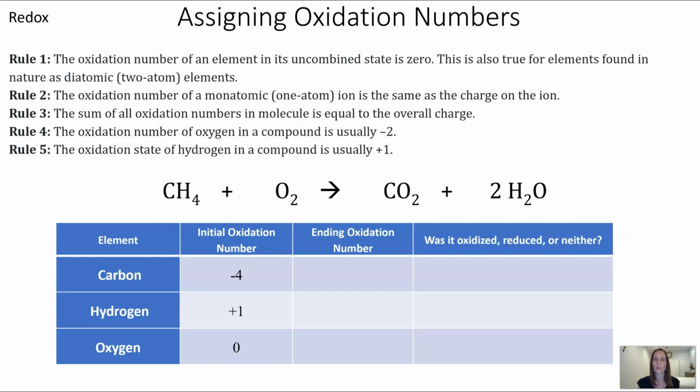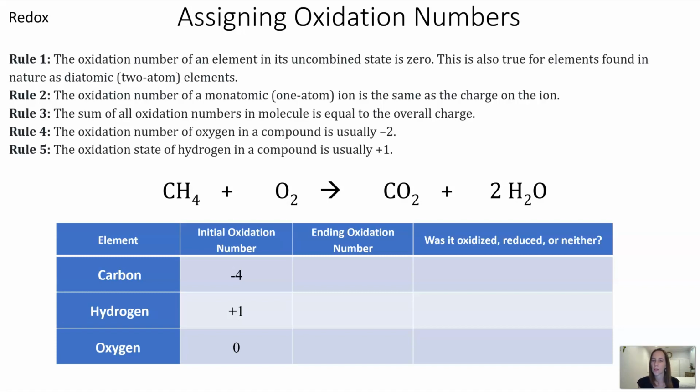Oxygen, based on rule 4, is -2. Remember, now it's not bound with just itself. Now it's fighting with carbon over those electrons, and oxygen usually wins. So oxygen has an oxidation number in this compound of carbon dioxide of -2. Carbon then, to balance out those two -2 oxidation numbers, must have a +4 oxidation number.